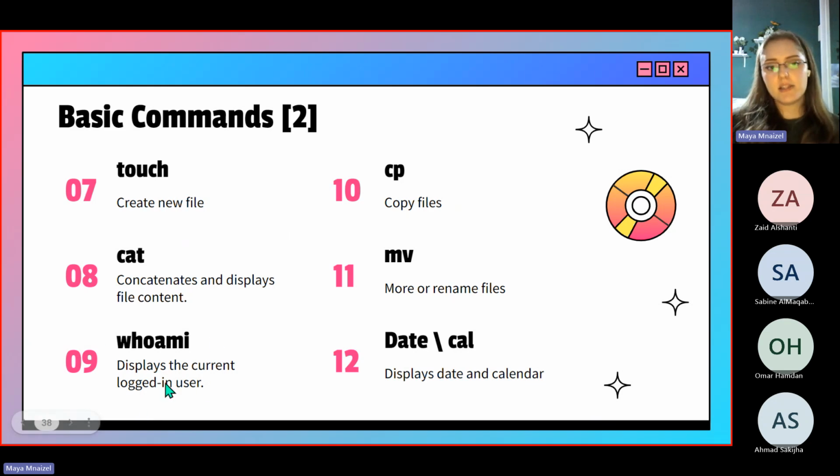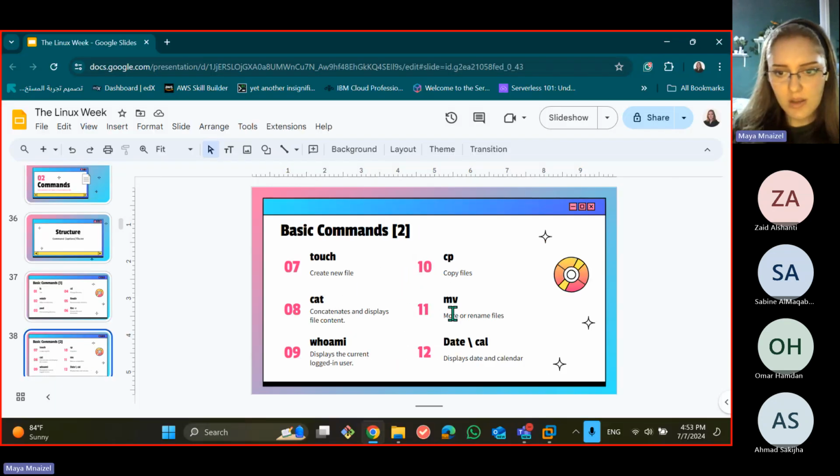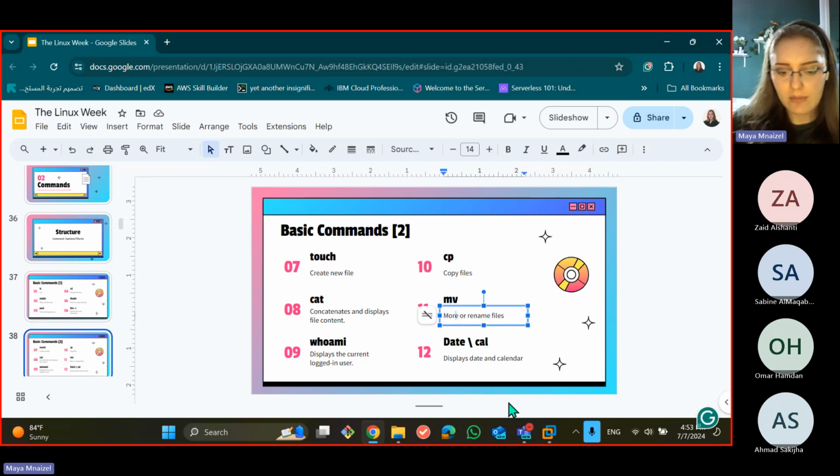Whoami displays the currently logged in user. So if I write whoami, it's going to show me the user I'm using right now. cp is to copy files. mv is move, not more. It's either move or rename files.